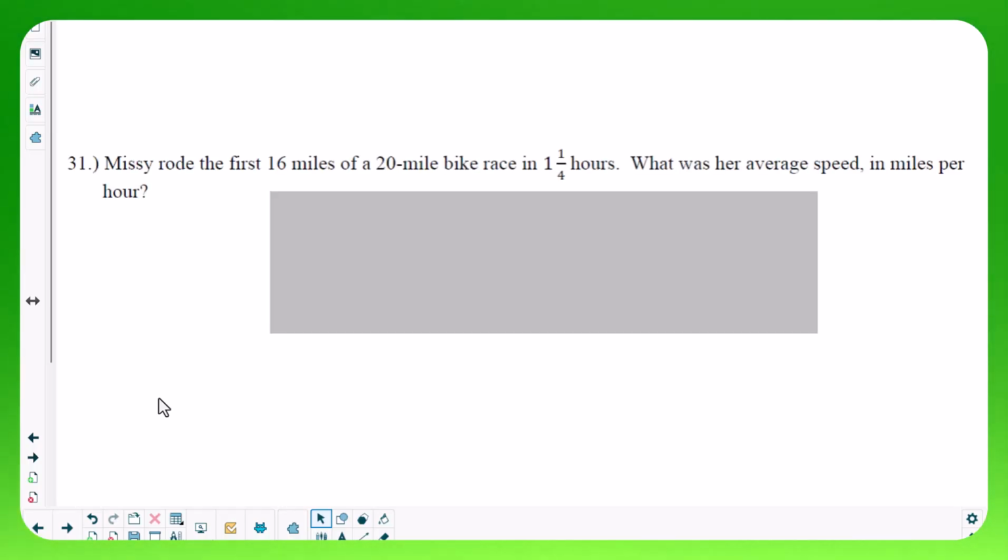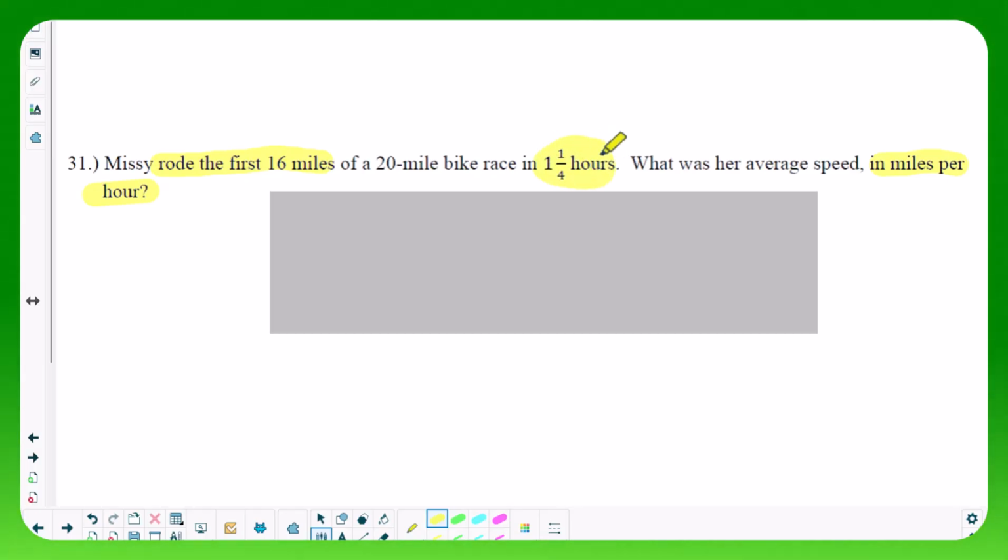All right, our next question, number 31. Missy rode the first 16 miles of a 20-mile bike race in 1 1/4 hours. What was her average speed in miles per hour? We know we are trying to find the number of miles per hour, and we know that she rode 16 miles in 1 1/4 hours.